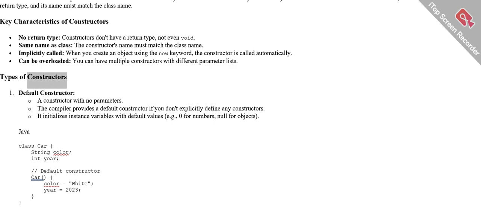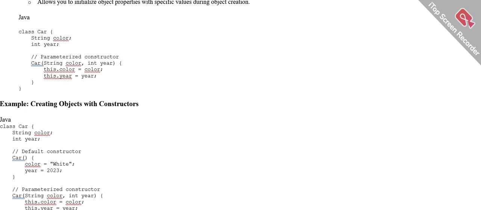Types of constructors. Default constructor. A constructor with no parameters. The compiler provides a default constructor if you don't explicitly define any constructors. It initializes instance variables with default values, for example 0 for numbers, null for objects. Java. Class Car. String color. Int year. Default constructor. Car. Color equals white. Year equals 2023.